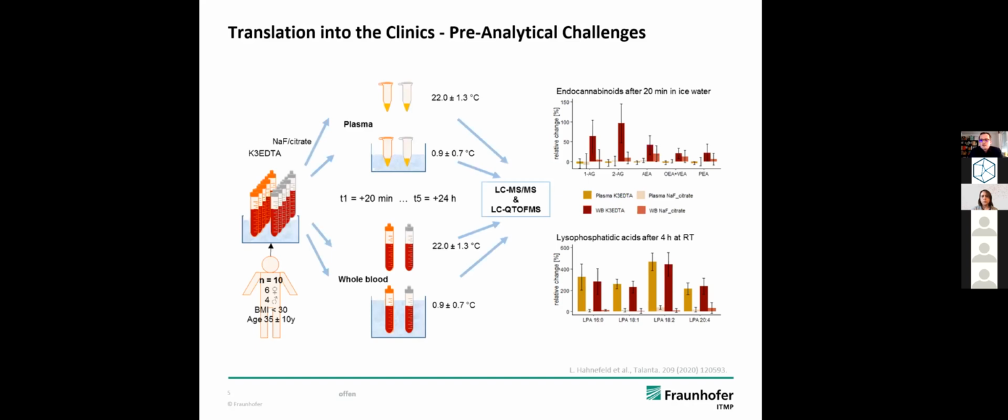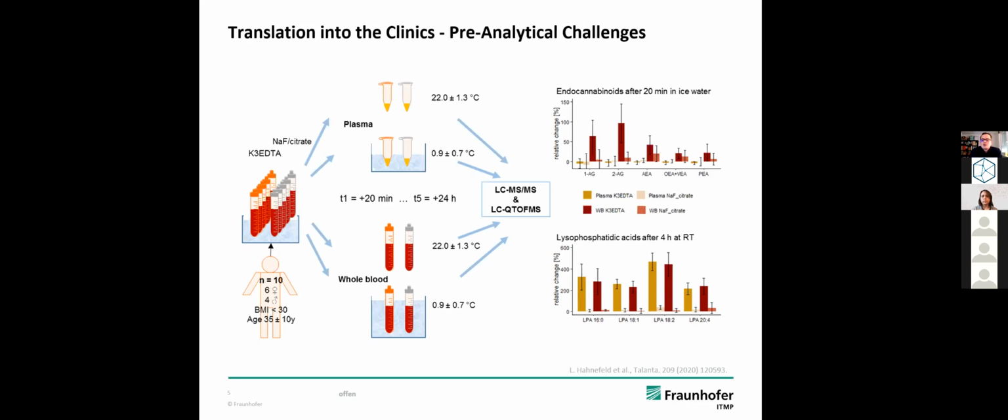In our study, we focus on blood samples and prefer to use human plasma. In one of our experiments, we analyzed different lipids and lipid mediators in whole blood and plasma samples handled differently in the pre-analytical phase, as illustrated in this figure. Here we compared sampling tubes containing K3-EDTA, as well as sodium fluoride citrate, and stored whole blood as well as plasma for different periods of time under cooled conditions, as well as at room temperature. On the right side, you can see the results for two groups of analytes, namely endocannabinoids and lysophosphatidic acids.